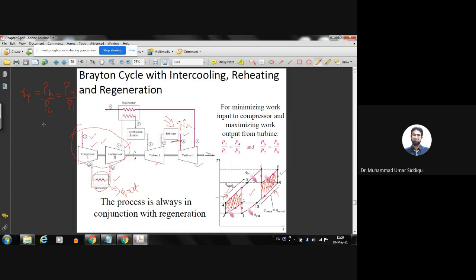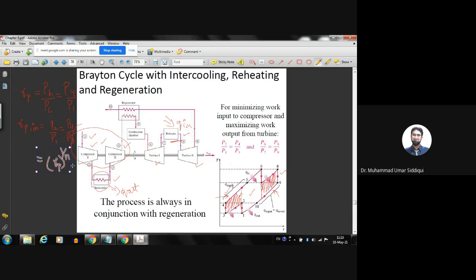Now, if I want to know the individual pressure ratio, because we have two compressors here, the individual pressure ratio RP, individual, for compressor 1 will be P2 by P1. This should be the same as P4 by P3. And how much should it be? This should be equal to the overall pressure ratio power 1 by N, where N is the number of stages. Since we have two stages of compression here, N will be 2.